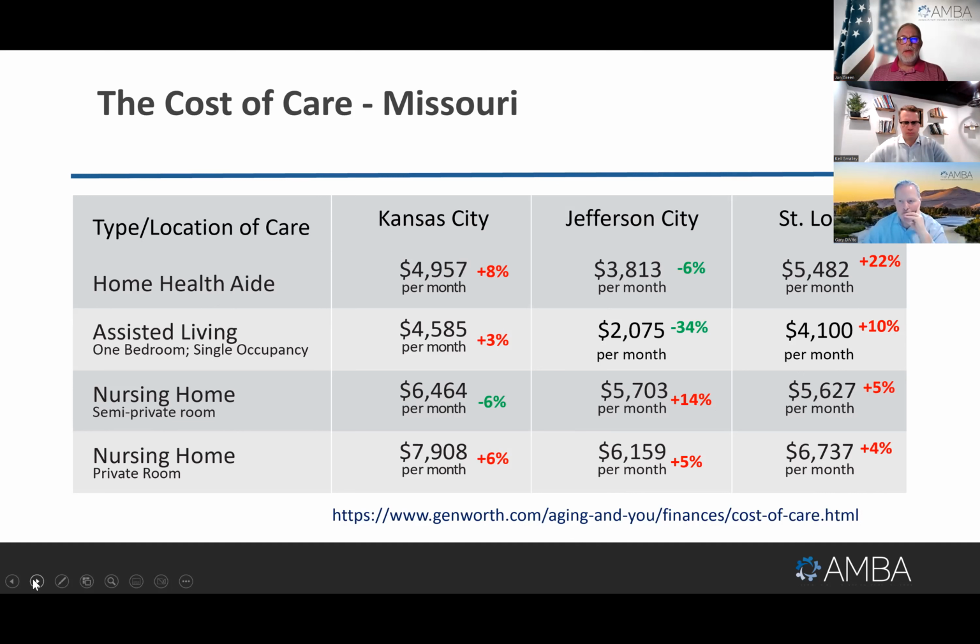So I'd encourage you to write down genworth.com, G-E-N-W-O-R-T-H dot com. Write that down, go out to that website, plug in your zip code, your city, play with their tool out there that shows you what it would cost for a home health aide to come out to your home, assisted living for a 1-bedroom single occupancy or a semi-private or private room in a nursing home. See what it looks like now. You can project costs. So it's a pretty fun tool to go out and look at. When I say fun for us insurance nerds, it can be fun, but it's an interesting tool.